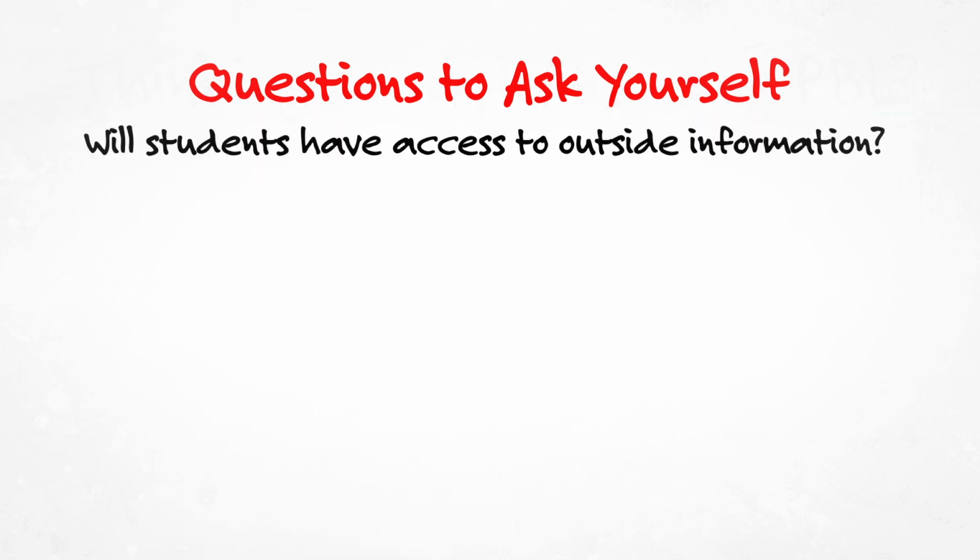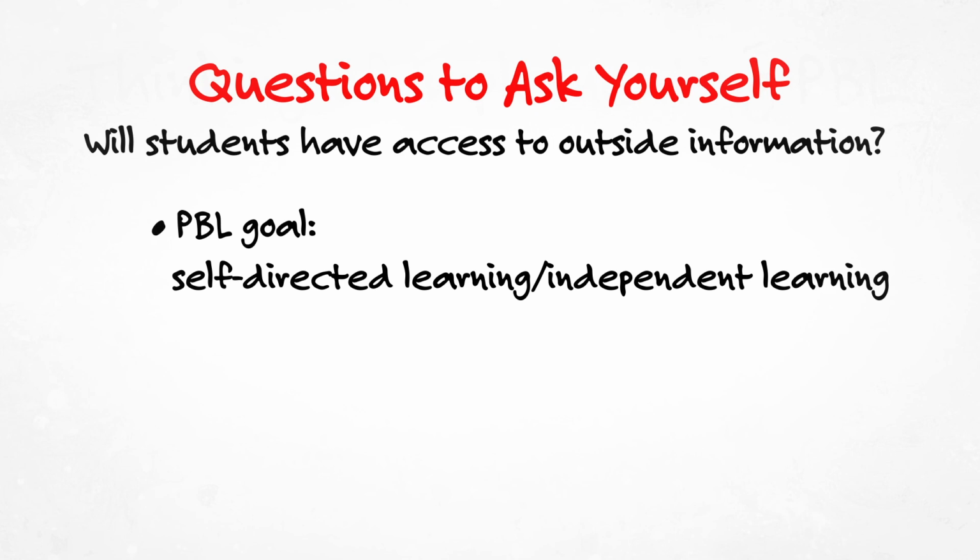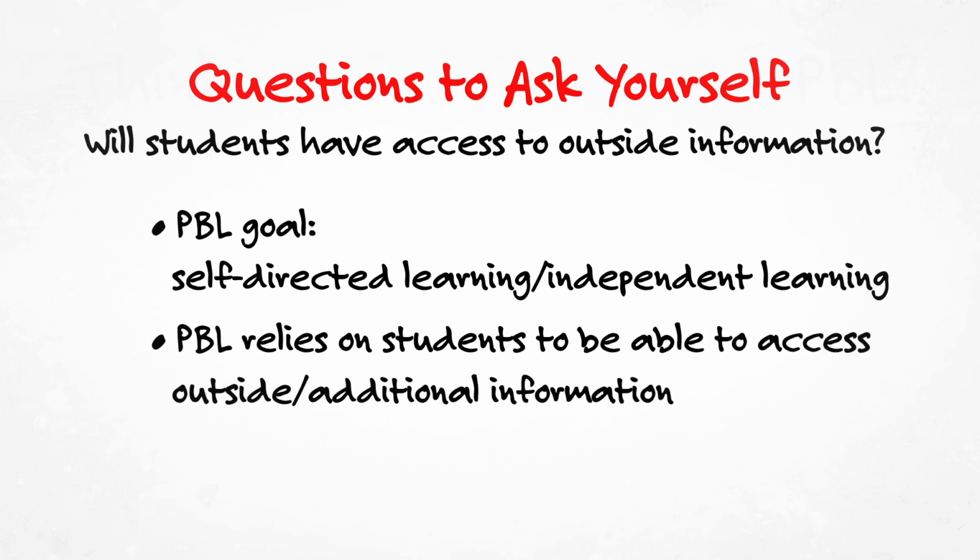Will students have a way to access outside information that will help them understand the problem or case? Part of the goal of PBL is for students to learn how to identify resources independently. So typically information is included with the problem, but it may not be all of the information that students will need. If learners will not have access to a library, the internet, or another method of researching, it may hinder PBL.